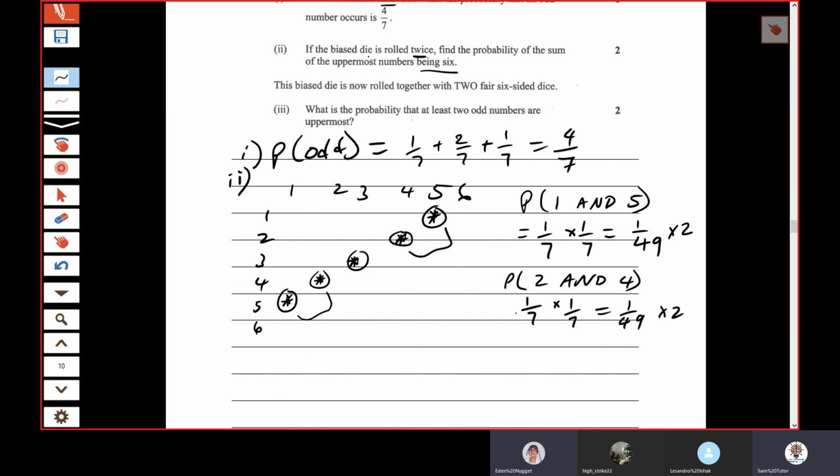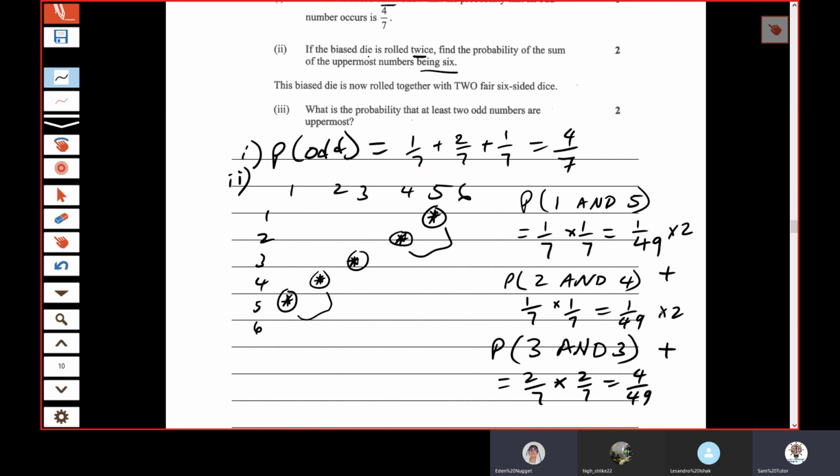What about the 3? I'm about to do that one now. The 3, right? Is that what you're saying? Yeah, so the probability of a 3 and a 3. You tell me. What are you going to say? 2 over 7 times 2 over 7. Of course. 4 over 49. And then what are you going to do to all these, obviously?